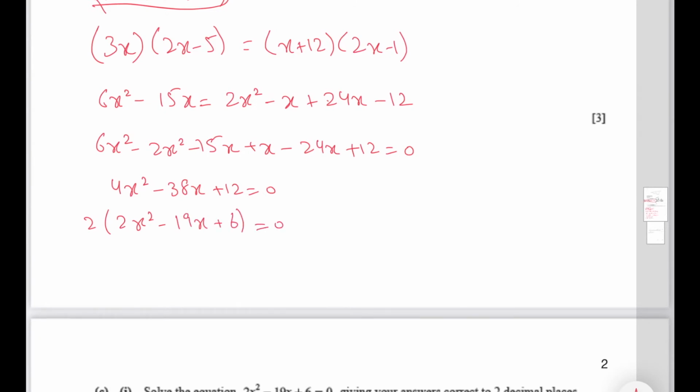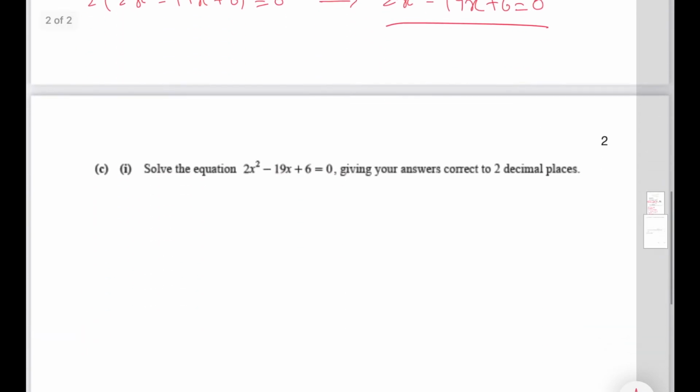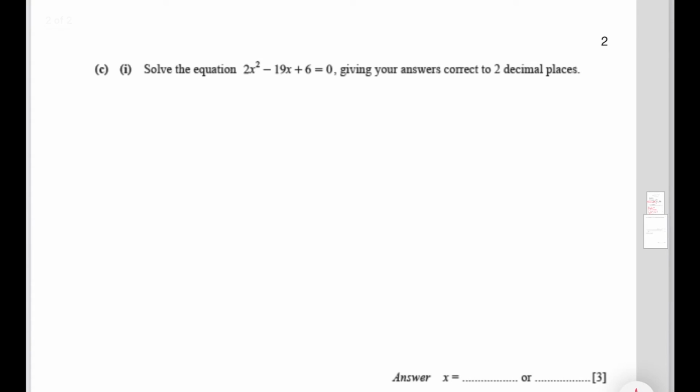This is equal to 0. The 2 goes on the other side and divides 0 by 2. So your final equation is 2x squared minus 19x plus 6 equal to 0. This is the simplified version, which is the same as this one right over here. The next part says solve the equation 2x squared minus 19x plus 6 equal to 0.